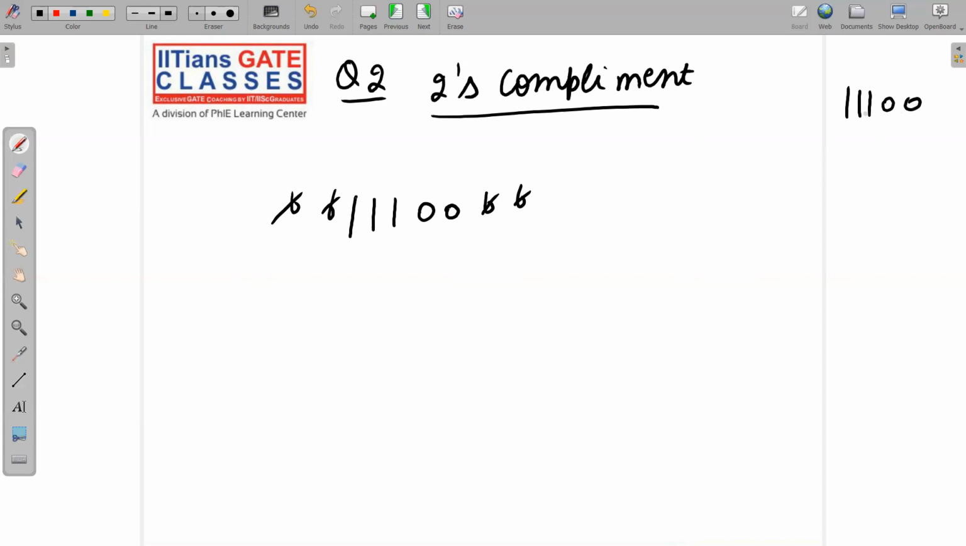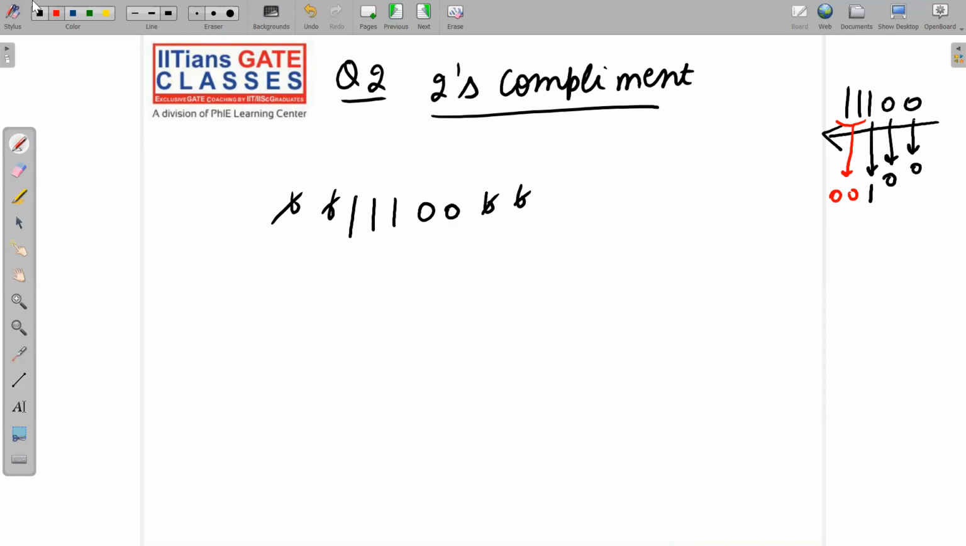11100 is the binary string, and you want to find two's complement. So you have to scan the string from right to left. All the zeros will be copy pasted. First one will also be copy pasted, and for the rest, every one or zero we will do one's complement. So we will get this.